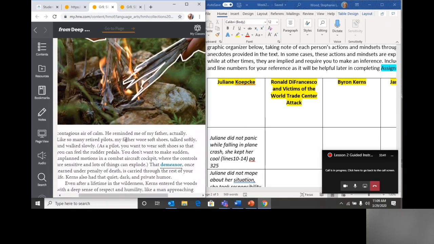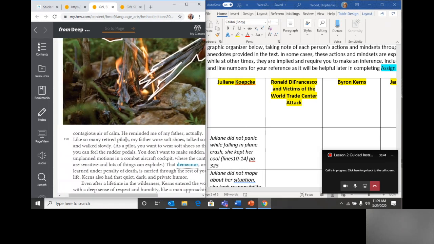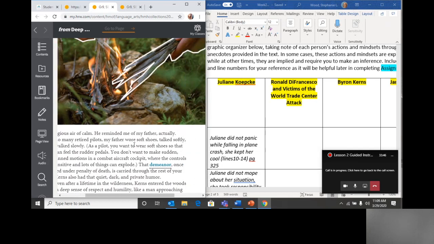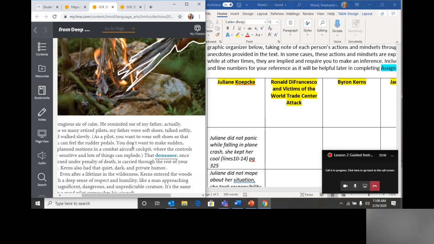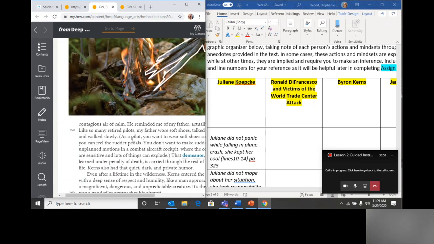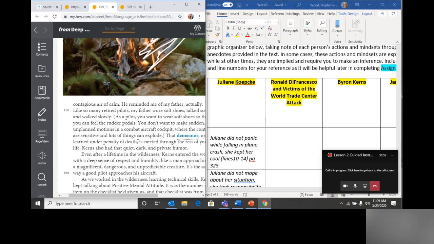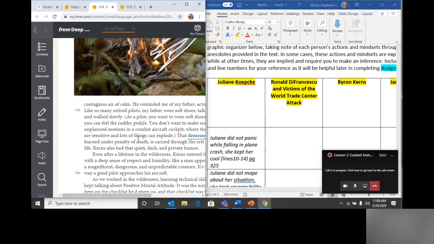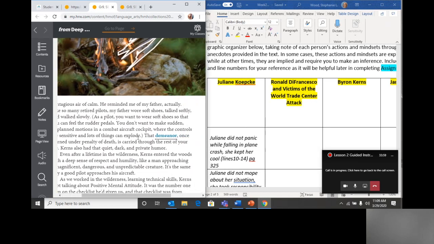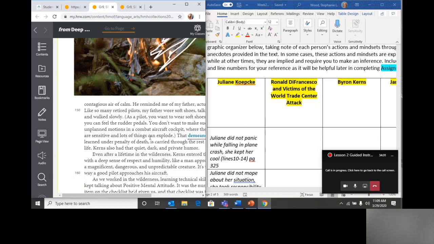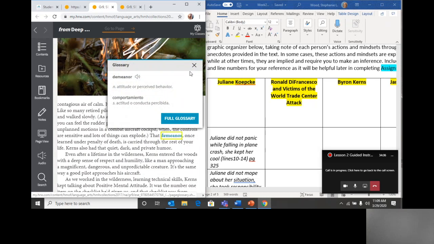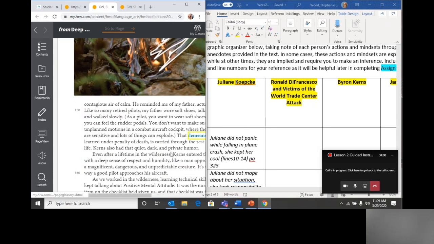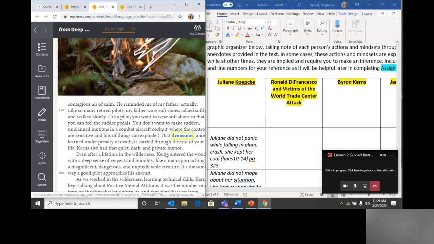He reminded me of my father, actually. Like so many retired pilots, my father wore soft shoes, talked softly, and walked slowly. As a pilot, you want to wear soft shoes so that you can feel the rudder pedals. You don't want to make sudden, unplanned motions in a combat aircraft cockpit, where the controls are sensitive and lots of things can explode. The demeanor or attitude or perceived behavior, once learned under penalty of death, is carried through the rest of your life.